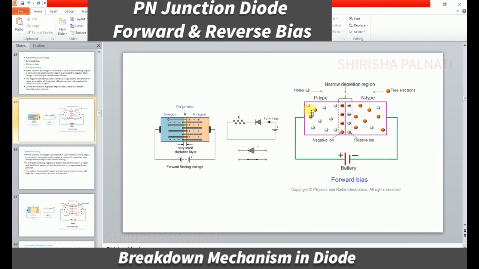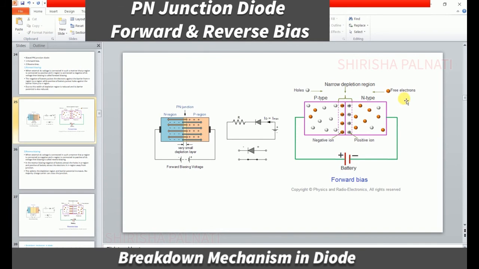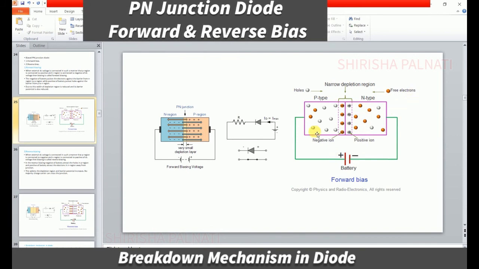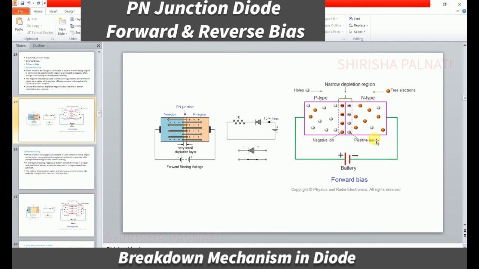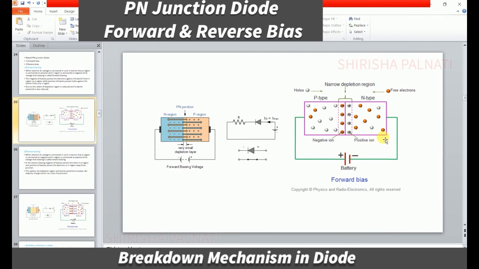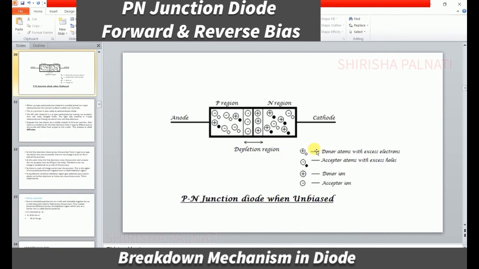Okay? So here the silver color indicates the holes, and the red color indicates the free electrons. Here we are applying positive to the positive charge carriers and negative to the negative charge carriers, which then move through the junction. So here the depletion region is reduced; the depletion region was already present.